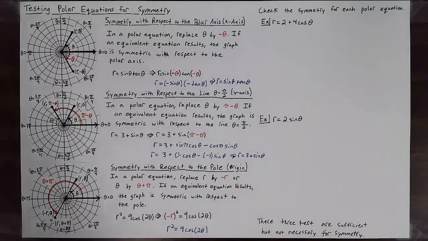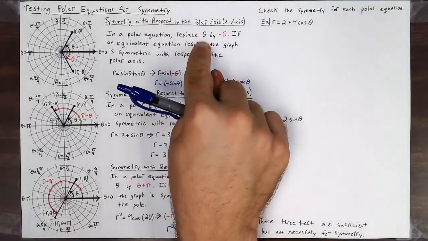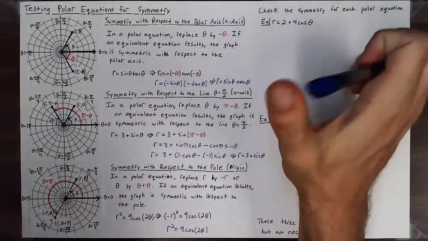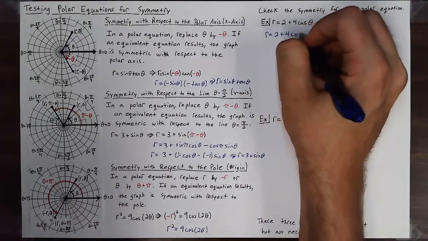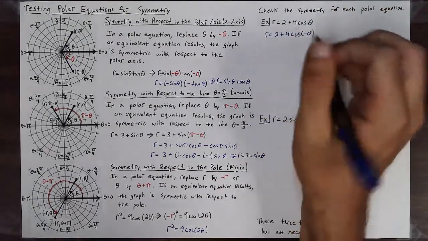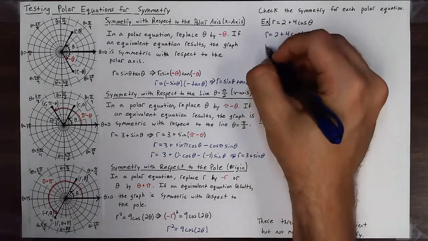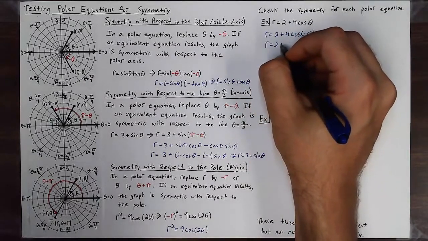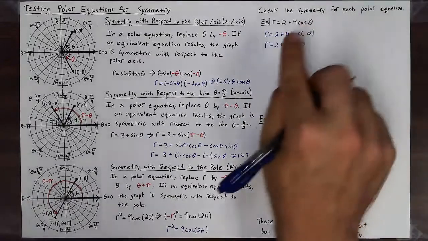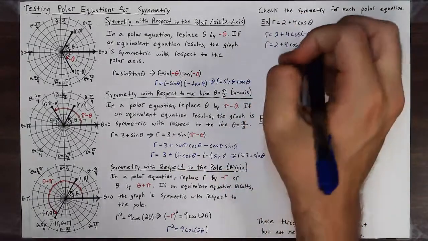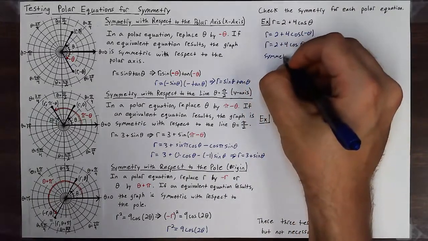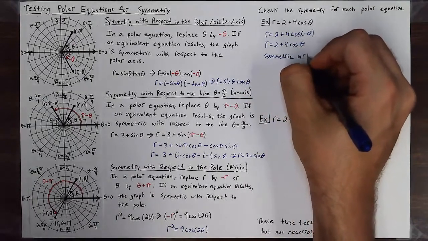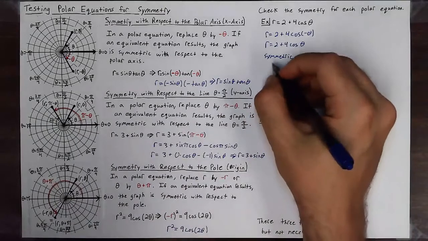So first we have r = 2 + 4 cosine of theta. We're going to try out this first test by replacing theta with negative theta. So r = 2 + 4 cosine of negative theta. Cosine's an even function, so I can eliminate that negative inside of it. And it gives me r = 2 + 4 cosine of theta, which is the exact same function. So we say symmetric with respect to (WRT) the polar axis.